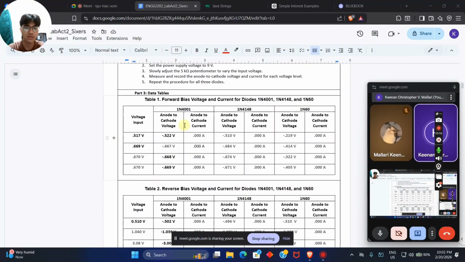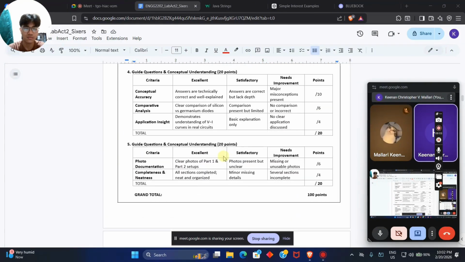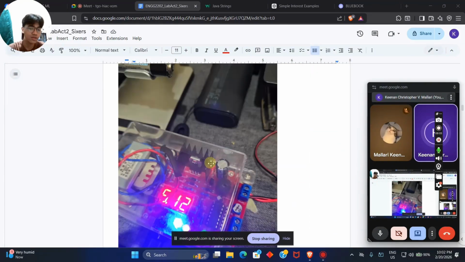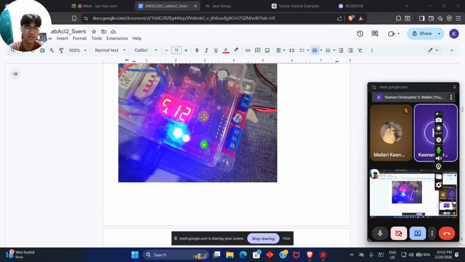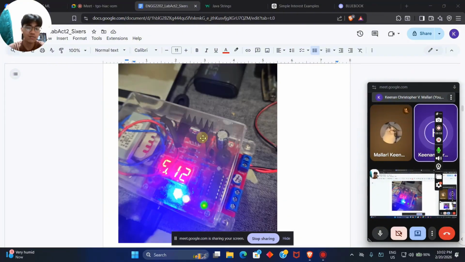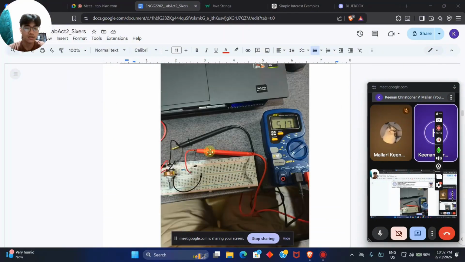And let's go for anode to cathode voltage. Oh, by the way, this is the image of the power supply, indicating that we followed the instructions of 5 volts in the forward bias case. The reverse bias I will be showing later on in this video, but let's continue.